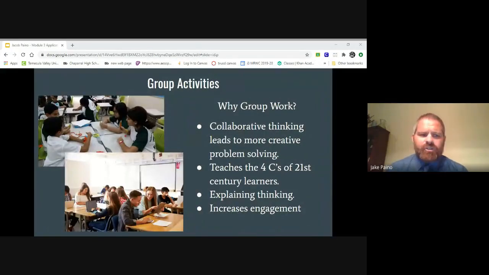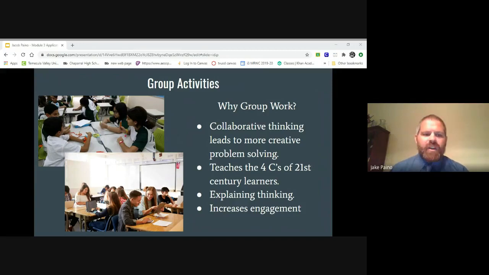So the first strategy is group activities. Why group work? Why do we need to do this and incorporate this in our class? Because when we're working in groups, students are collaborating. And collaborative thinking leads to more creative problem solving. It teaches the 4 C's of 21st century learners. That's communication, collaboration, critical thinking, and creativity.